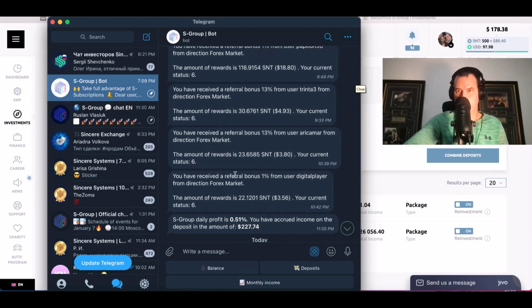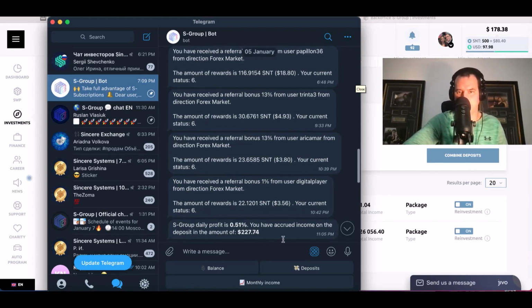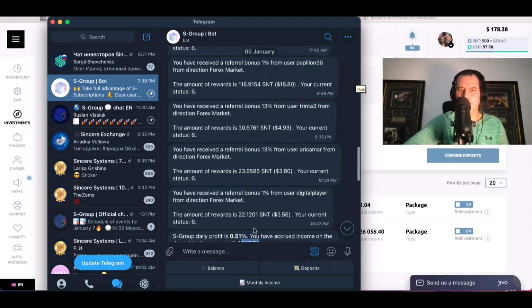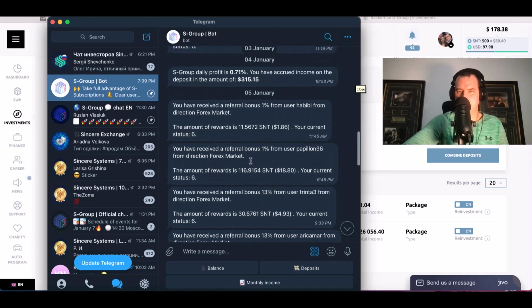That'll come in at about 9 to 10 EST for me. I noticed we get paid there. Like this is 11 p.m. last night. It showed me my earnings here, and this always comes after you get paid, like a couple hours. You'll see this in your Telegram bot there. So 227 yesterday I made at 0.51%. Okay, and then a bunch of commissions there came in.